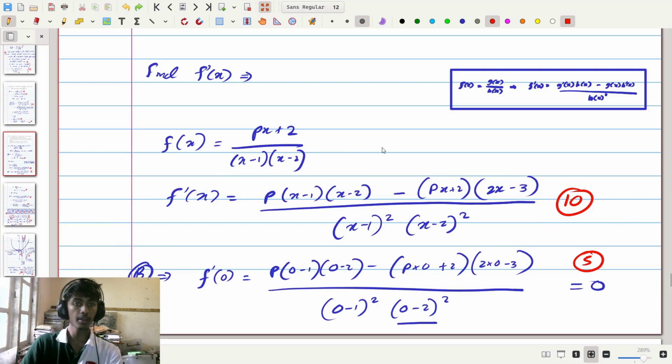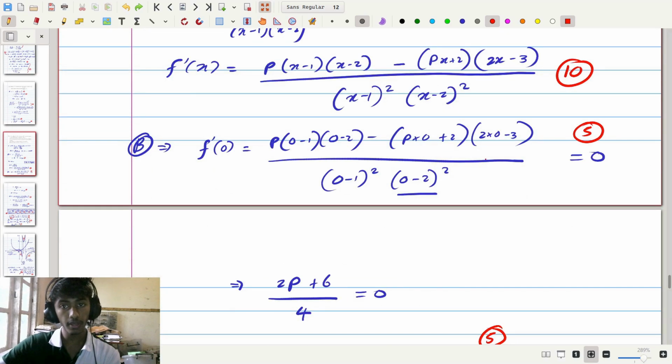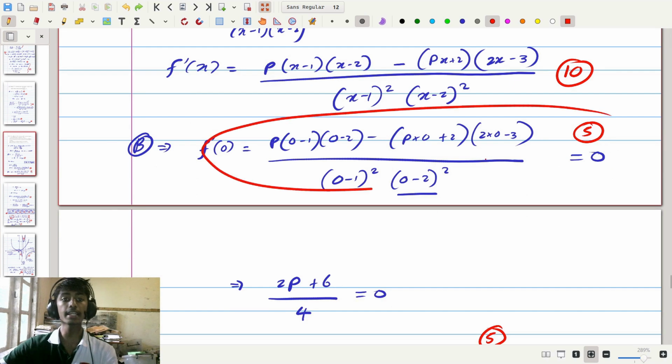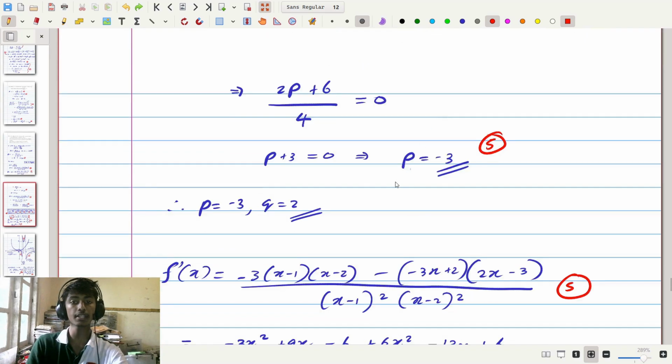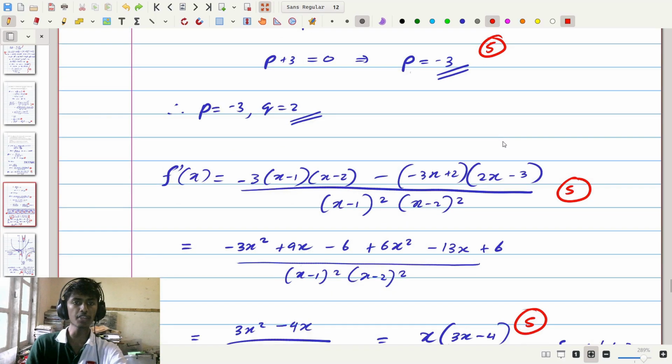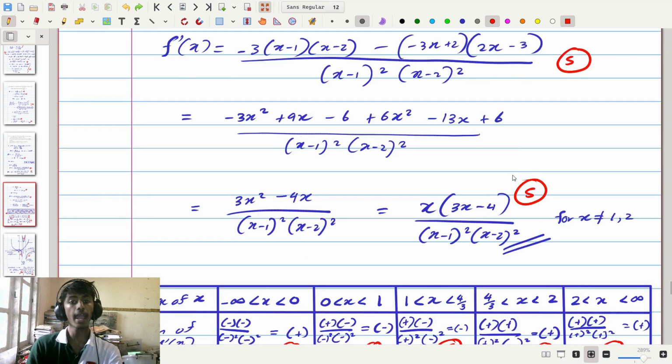Now then, when you use the fact that f prime of 0 must be equal to 0 and you substitute in and say that equal to 0, writing down this substitution gets you 5 marks. Now after this simplifying down, when you eventually get that p is equal to negative 3, that gets you another 5 marks. Now taking these two values, p equals negative 3 and q equals 2, and resubstituting them into the expression for f prime x like this gets you another 5 marks. Simplifying that down and getting the final expression given in the question, which is x times 3x minus 4 divided by x minus 1 squared times x minus 2 squared, gets you another 5 marks.